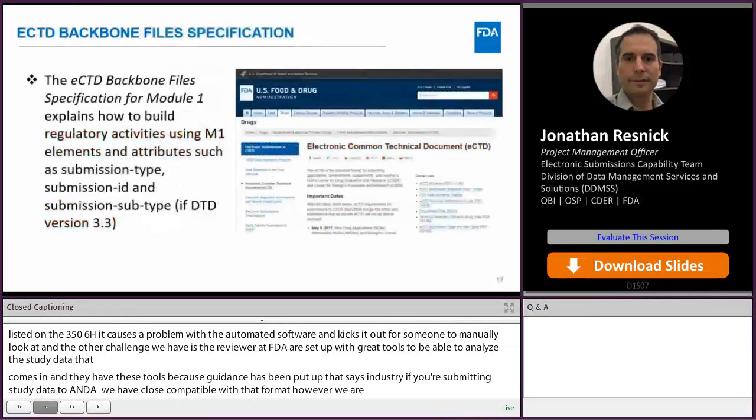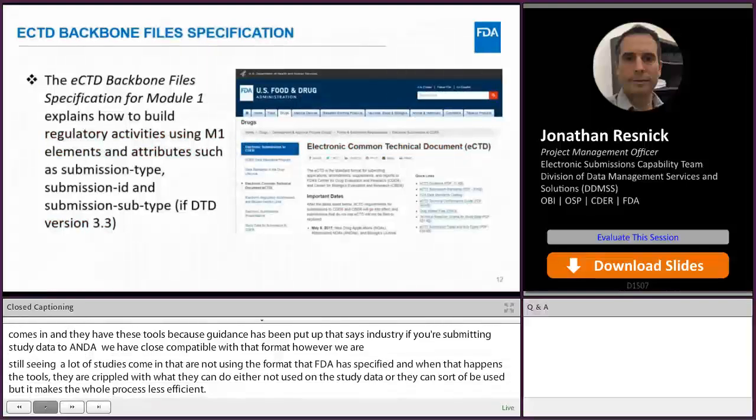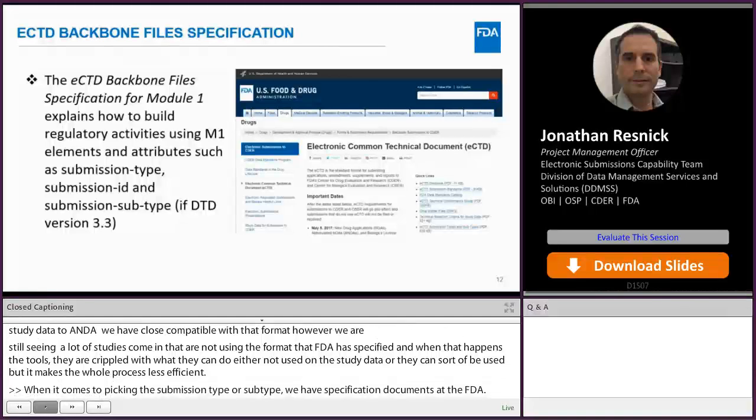When it comes to picking that right eCTD submission type or subtype, we do have specification documents out on FDA.gov that talk about that, although I do realize that most of you are probably using an eCTD publishing tool that has those rules built into it. But we did want to have this slide just for your information if you needed to look back at that.